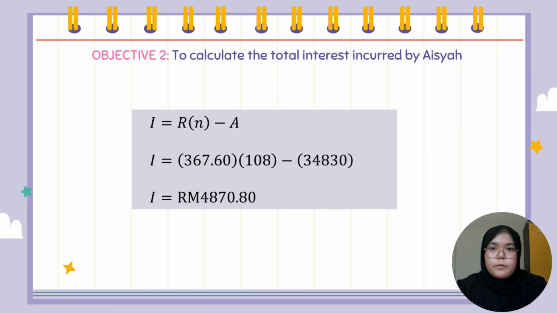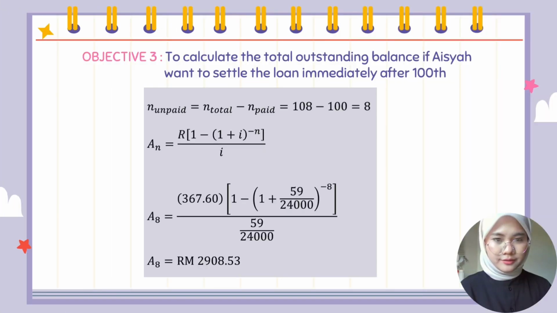Objective number 2 is to calculate the total interest incurred by Aisha. So the formula that we're going to use to find interest is I equals R multiplied with N minus A. So I equals 367.60 multiplied by 108 minus 34,830, and the amount of I is RM4,817.80.